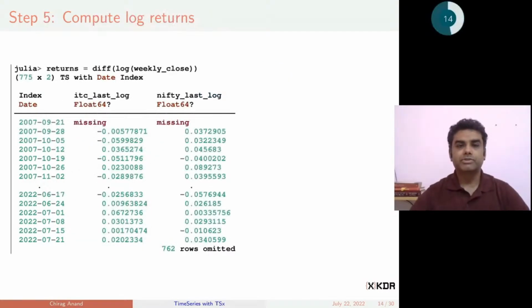The next step is to compute log returns, which we do easily again by using the log function and then doing a diff over it. And as you can see, the log returns have been computed for both the series while maintaining the index.